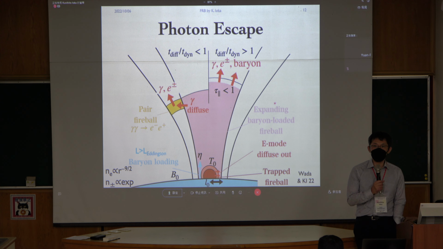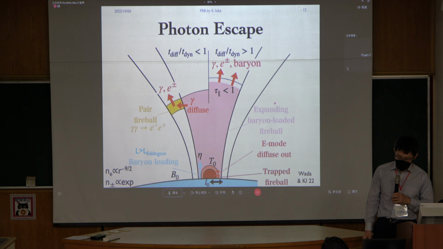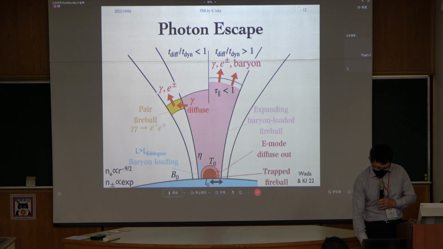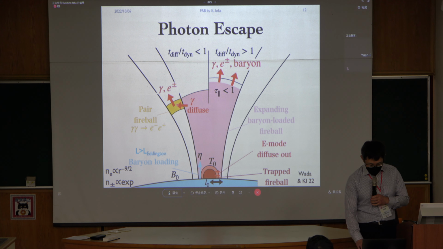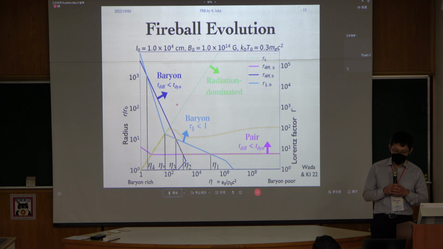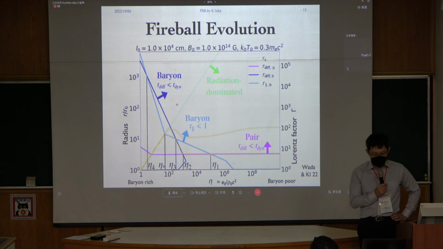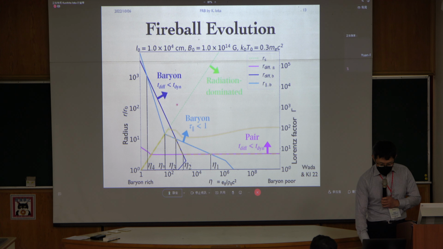And we can also consider more details of the fireball evolution. For example, baryon contamination near the surface, photon escape from the photosphere, and photon escape by diffusion in the lateral direction, and so on. But I don't have time to explain the details. Combining these effects, this is a summary of the results. This is the radius, and at the same time this is the Lorentz factor, as a function of the dimensionless entropy.